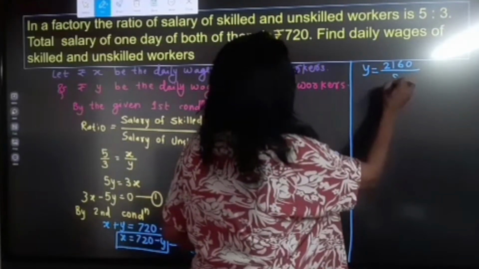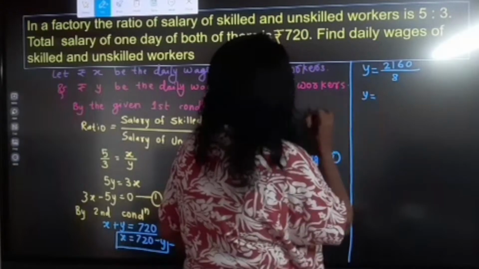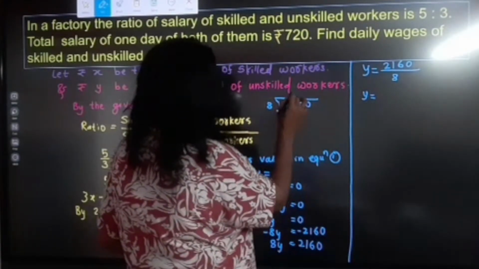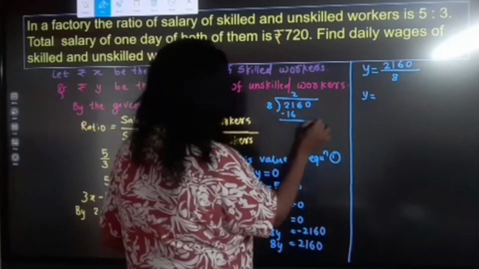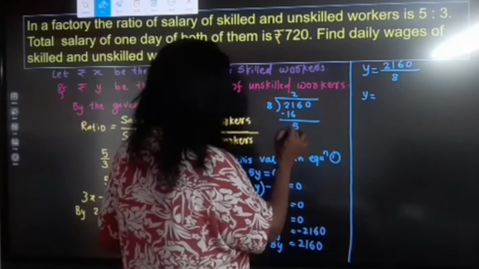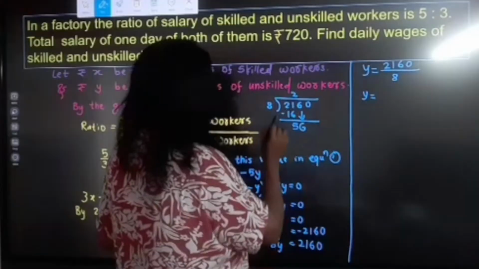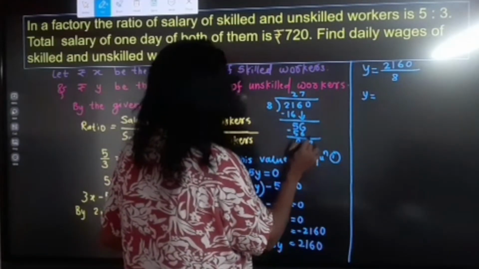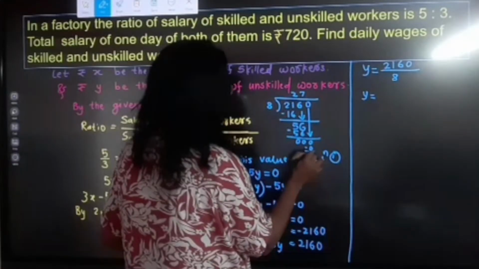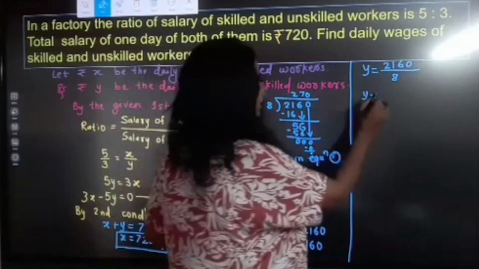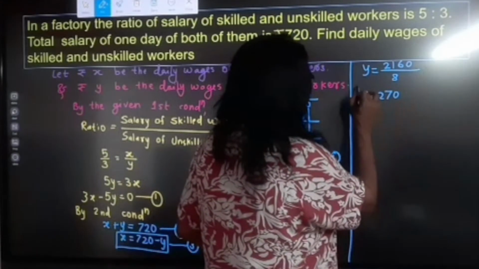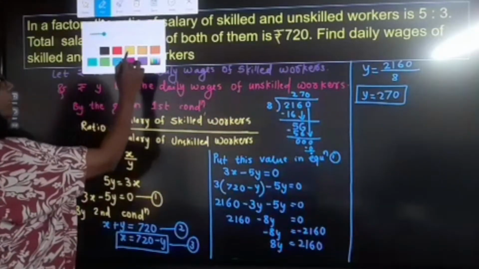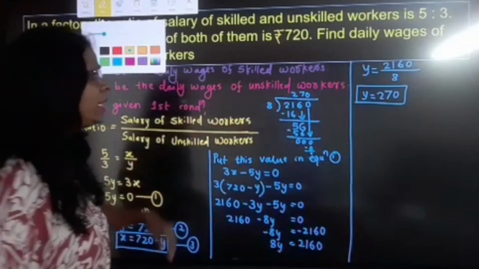So y is equal to 2160 divided by 8. So 8 twos are 16, then 5 coming 6, then 8 sevens are 56, minus, 0 0, then 0. So y is equal to 270. Okay students, and then next, put this value in equation 3.